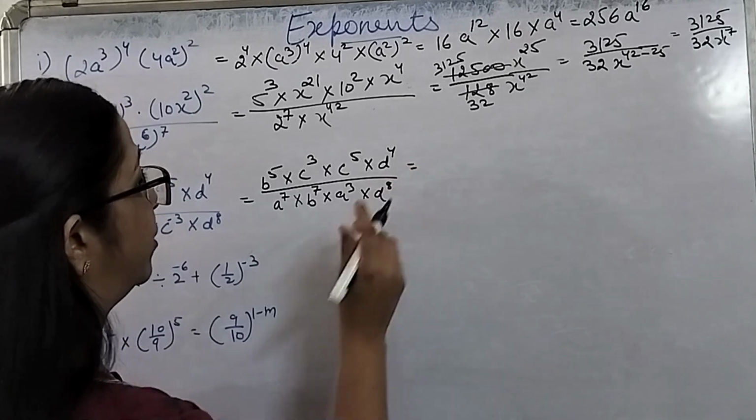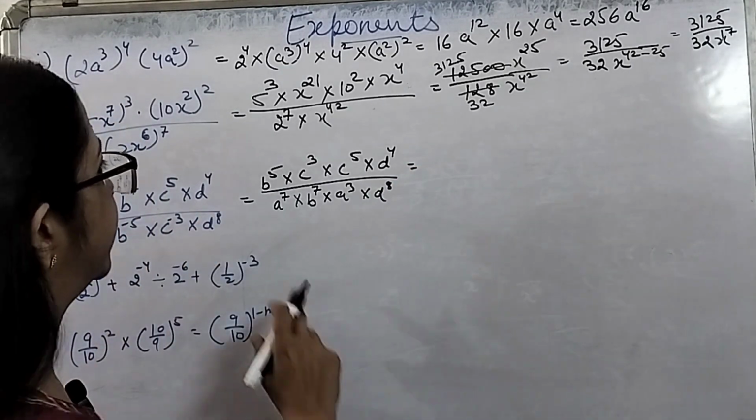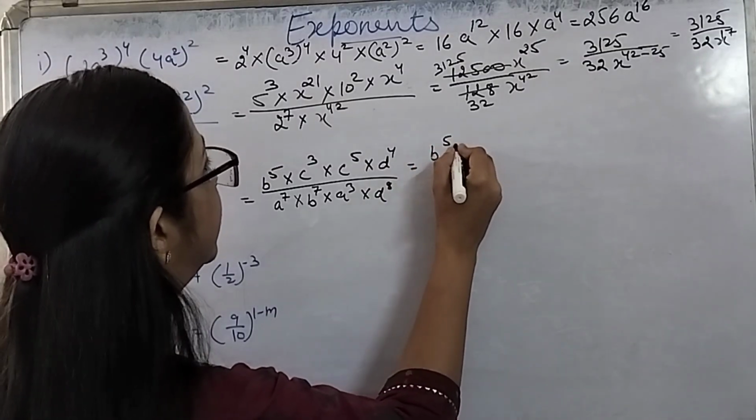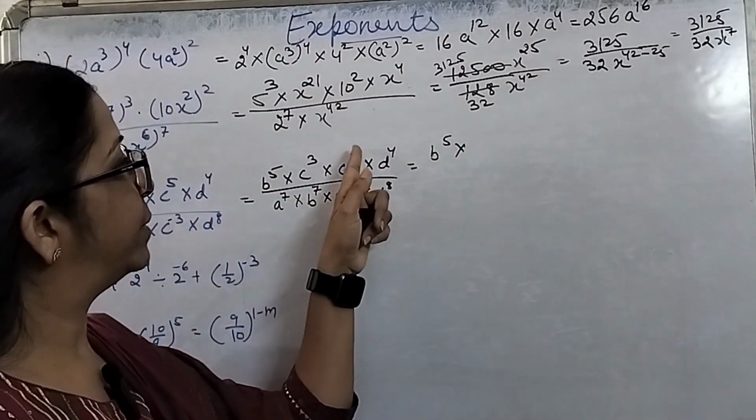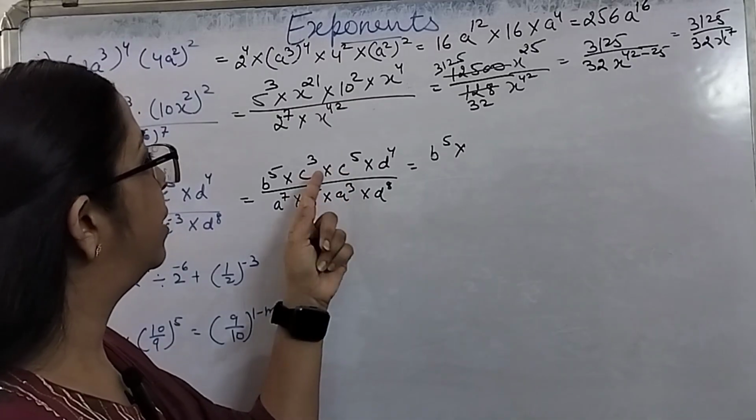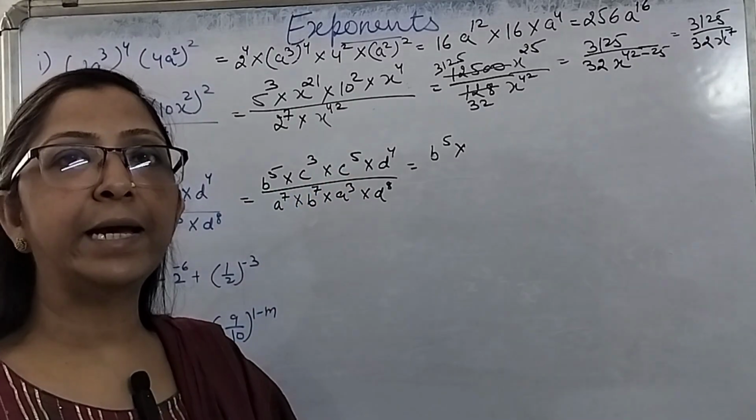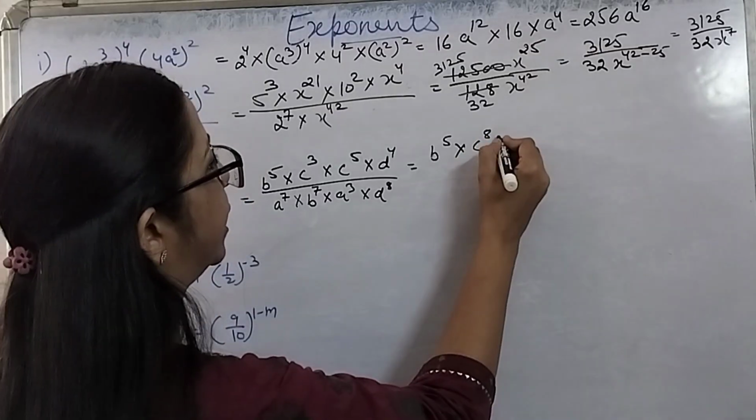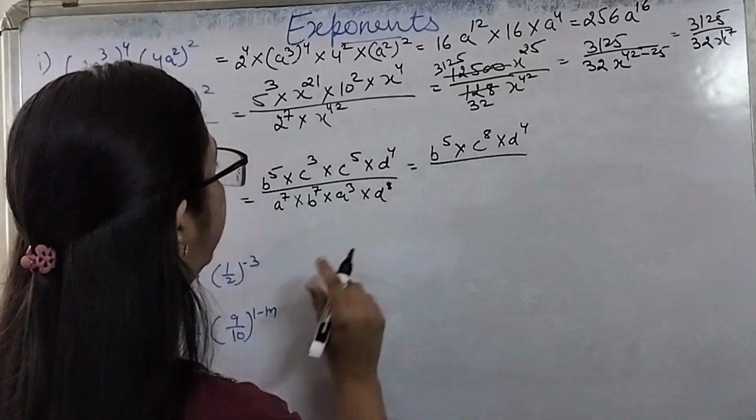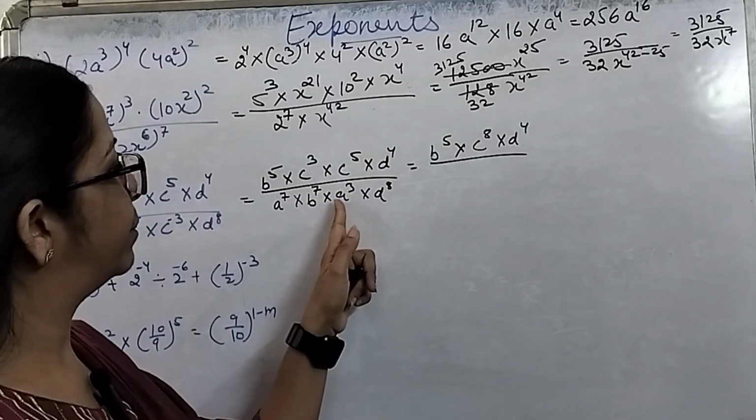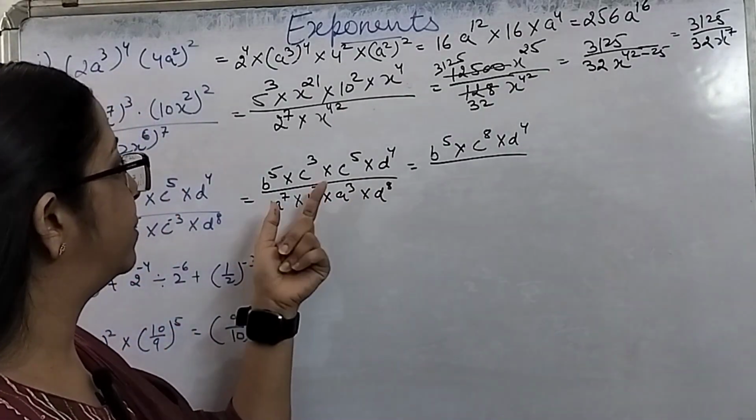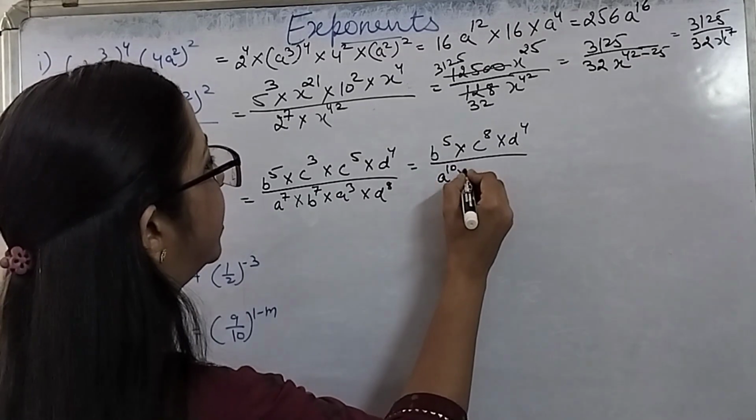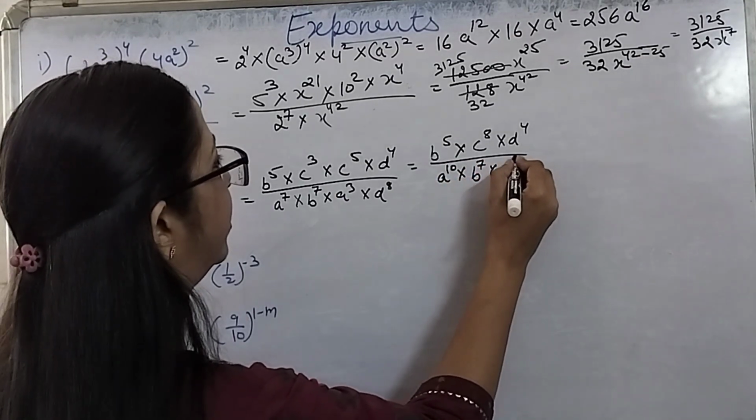Now, if the bases are the same, we will add the powers. Here it is b raised to the power 5 and here it is b raised to the power 7. So first of all, let it be c raised to the power 3 multiplied by c raised to the power 5. Bases are the same, multiplication sign, so powers will be added. So 5 plus 3 will be 8. So c raised to the power 8 into d raised to the power 4, divided by a raised to the power 7 multiplied by a raised to the power 3. Bases are the same, powers will be added. So it will be a raised to the power 10, b raised to the power 7, d raised to the power 8.